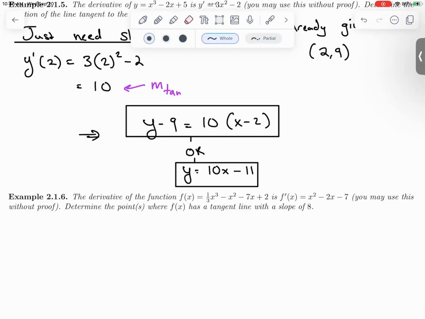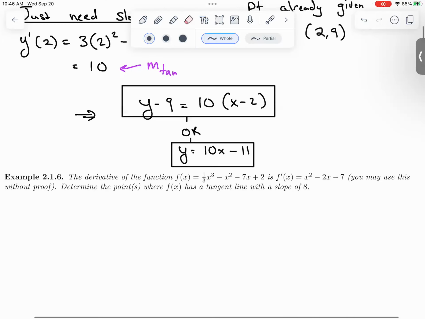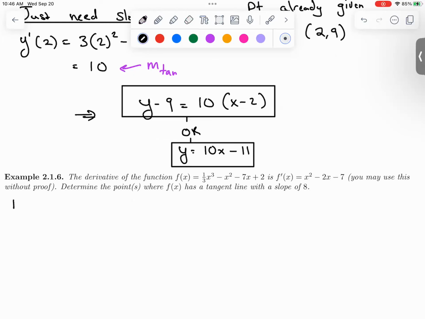So if we want m tan to equal 8, that implies we want f prime of x to equal 8. So we've got an equation that we can set up. f prime is given to us. It's x squared minus 2x minus 7 is equal to 8. And we can solve that in any different way we want. But bring the 8 over.